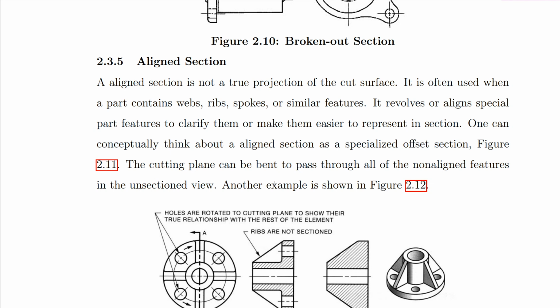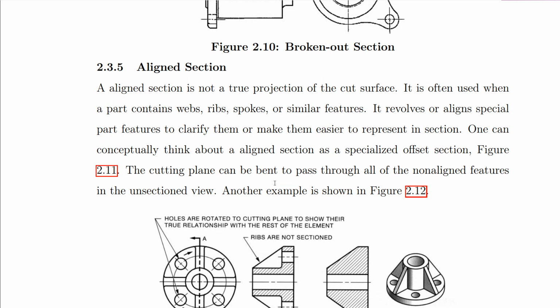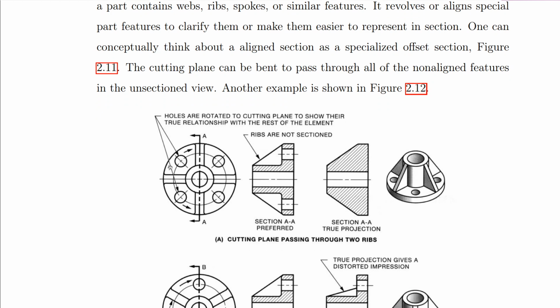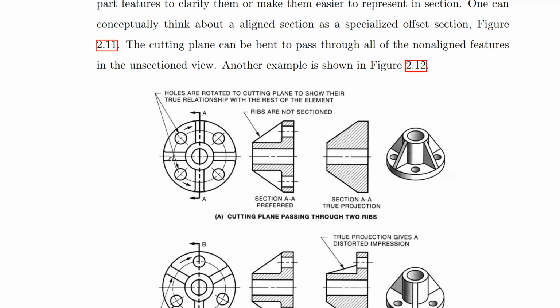One can conceptually think about aligned sections as specialized offset sections. Let's look at this figure here. We have a rounded object like a flange, and on this flange we have webs. These are webs here, and these are maybe some holes where we may want to bolt this flange together with another component, and we're providing a section for this.